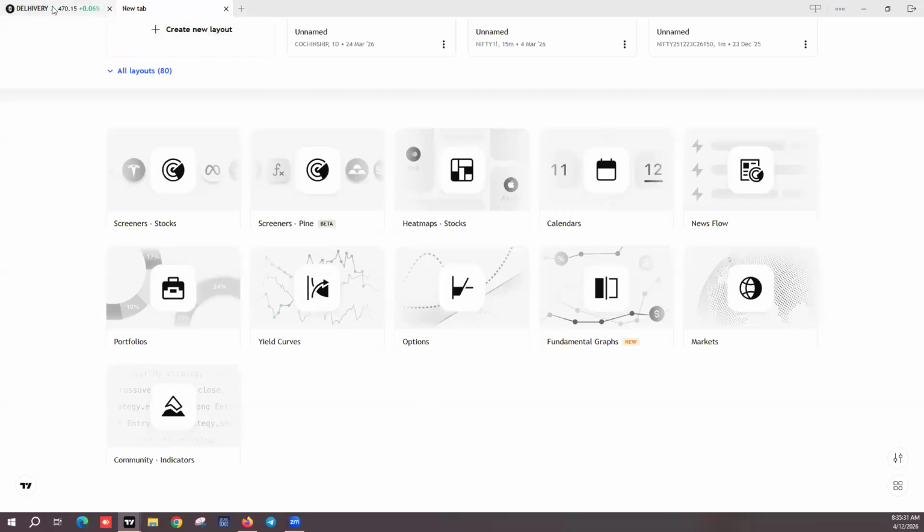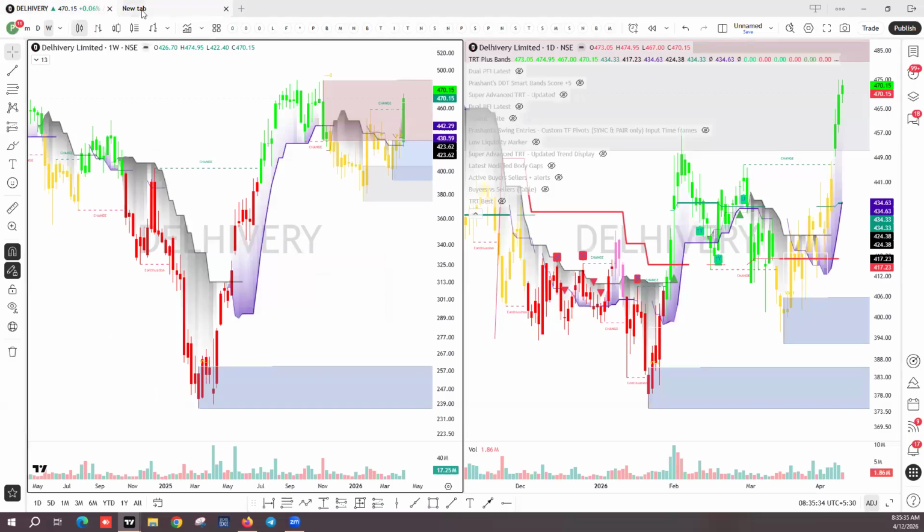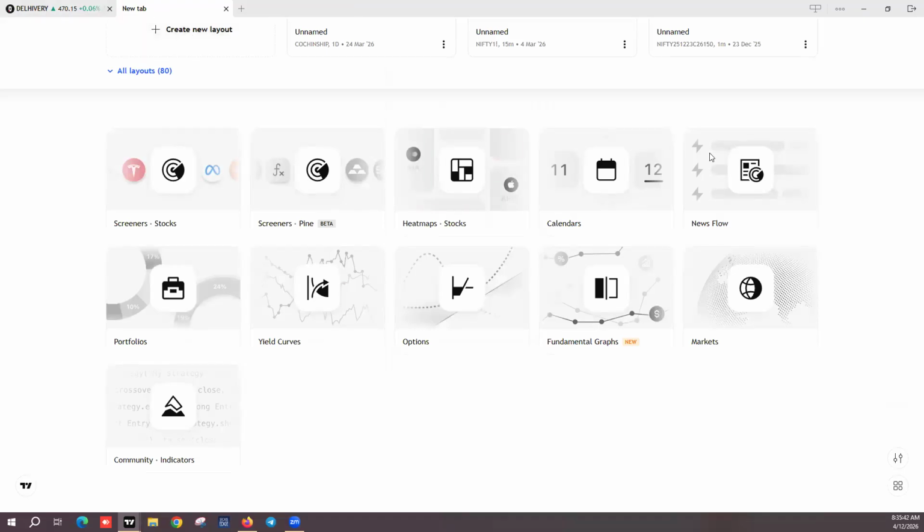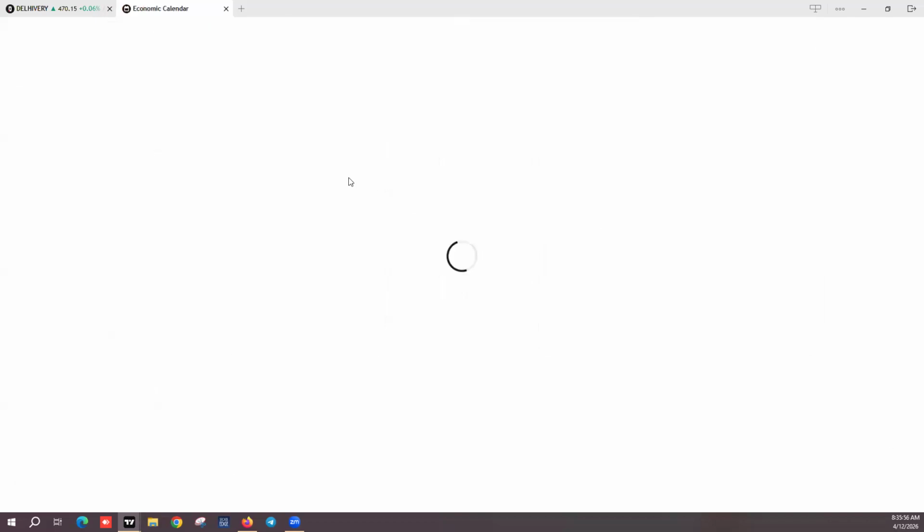When we open the desktop app, you can add multiple tabs like this. This is one tab, this is another, this is one more. In this, there will be different sectors: stock screeners, Pine Beta, where you can use indicators to screen, then heat map, calendar. Calendars are very important. It shows how many important events are coming up.